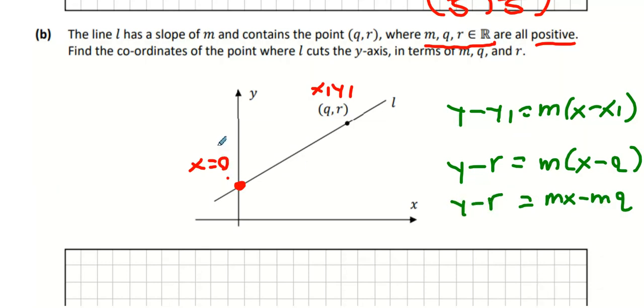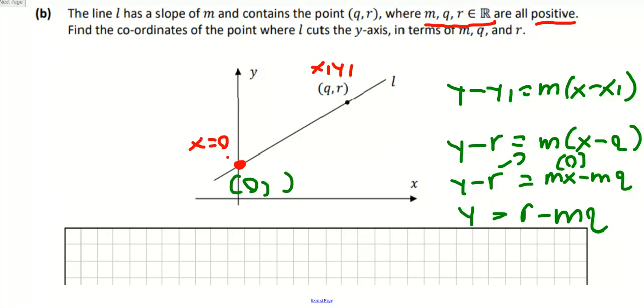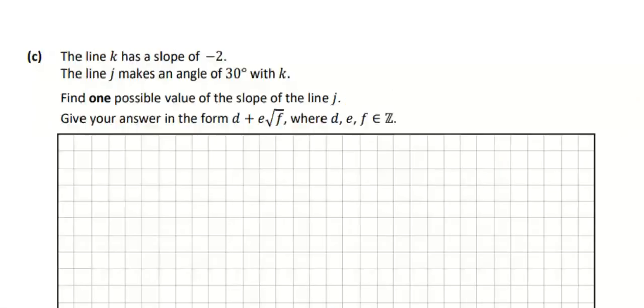Now I need to find the y value when the x value is 0. So I'm going to replace x with 0. So this value here is going to get replaced with 0. I'm going to end up with y equals, move the r out the other side, it's going to be r minus mq. Okay, and that type of question there just went for like 5 marks. Okay, so y equals r minus mq. Now we're going to move on to the next question.